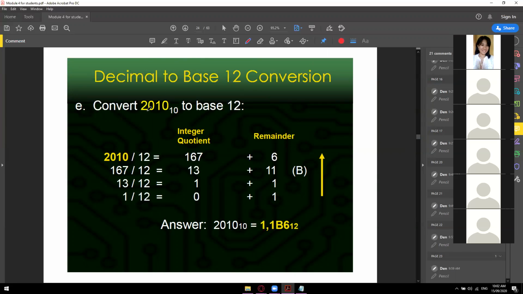Okay, so convert 2010 to base 12. So again, ito na yung magiging dividend natin. So 2010 divided by 12, you will get 167.5. So 0.5 to. So 0.5 times 12 is 6. So yun yung way para makuha nyo yung mabilis yung remainder. And then 167 divided by 12, you will get 13.91 or 0.9166667. Medyo mahaba na to? Try natin kung same pa rin ba.